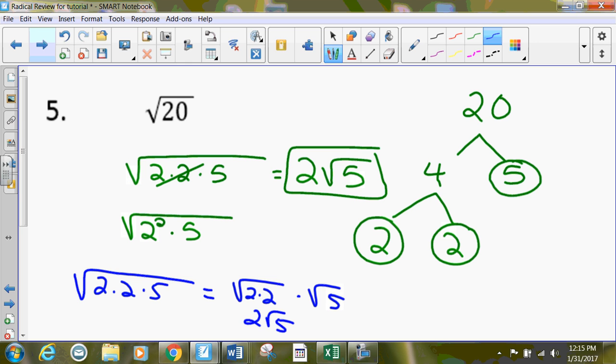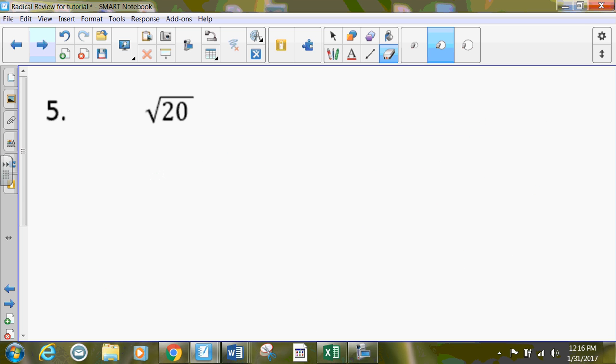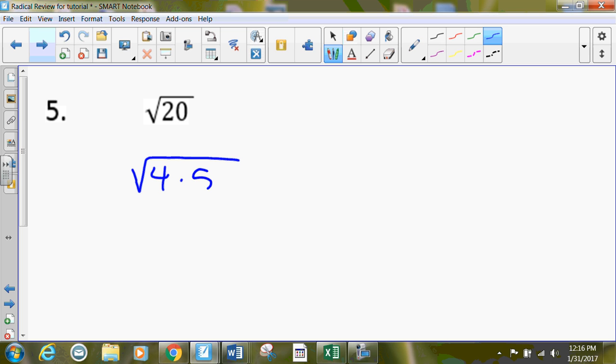Another way to do it could be skip the whole factor tree and see if you can come up with a perfect square that's hidden in 20. And sure, we know there's a perfect square hidden in 20. It's 4. Once you find the perfect square, you can, in your mind or on paper, rewrite it like this. Square root of 4 is 2, and then we have 2 square root of 5.